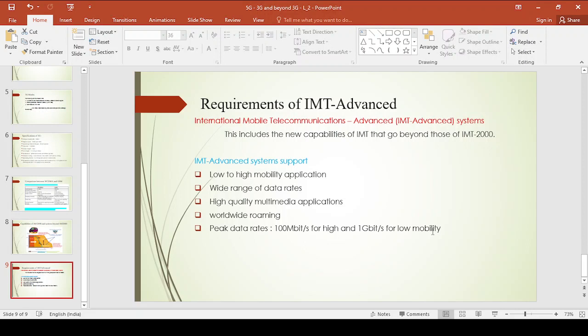Now these are the requirements of IMT Advanced. One is low to high mobility application, that means it should have high mobility. Next it should have high data rate, and next it should have high quality multimedia application, and it should provide worldwide roaming, and it should have data rate of 100 megabits per second for high mobility and 1 gigabits per second for low mobility, right? Now these are the requirements of IMT Advanced, right?